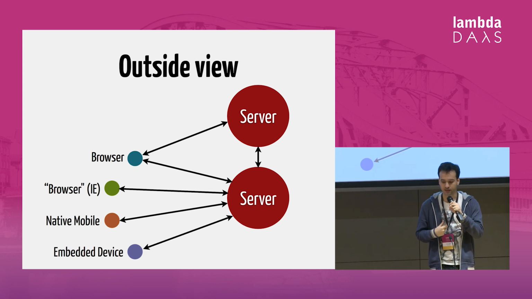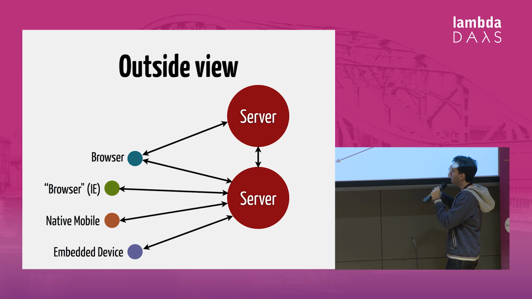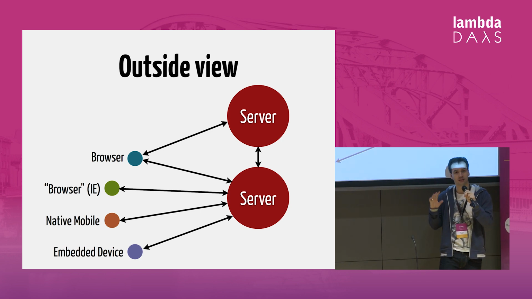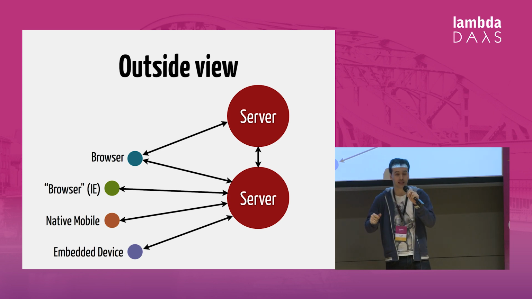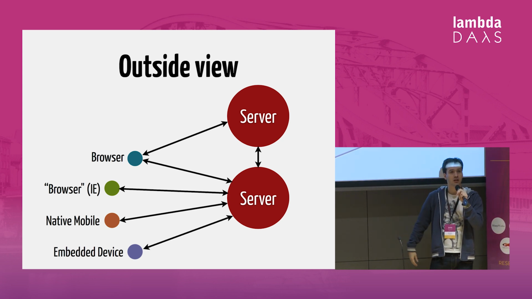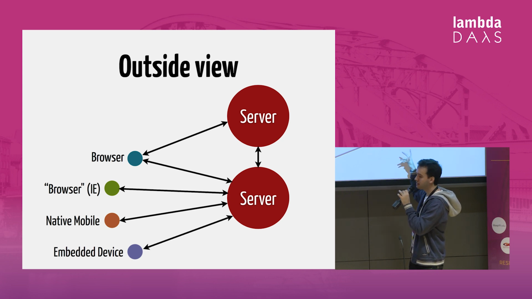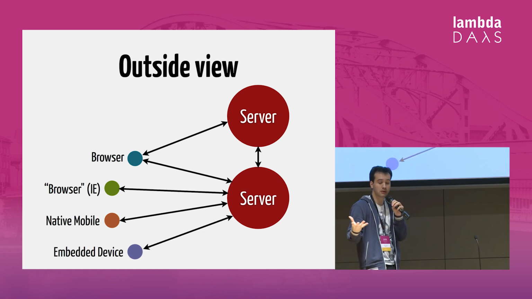So for the outside view, what we have is the server, and we have different clients connected to the server. The first big advantage that Phoenix offers is that Phoenix channels are transport agnostic. It doesn't really matter how the client is connected to the channel. We can support different transport mechanisms. For example, in this case, we're using a browser that's going to use WebSockets.